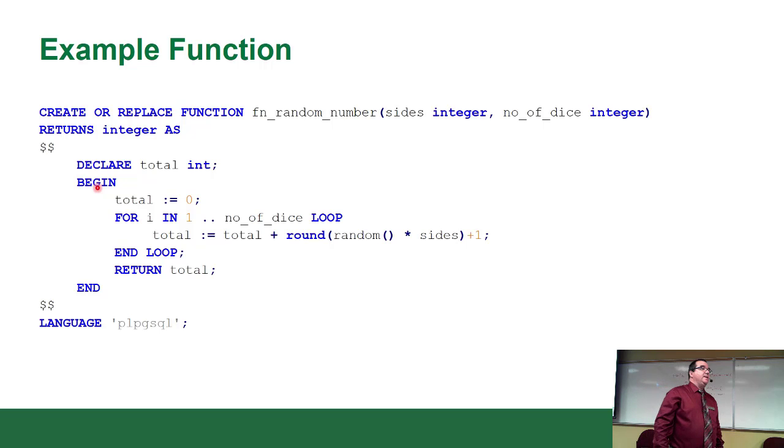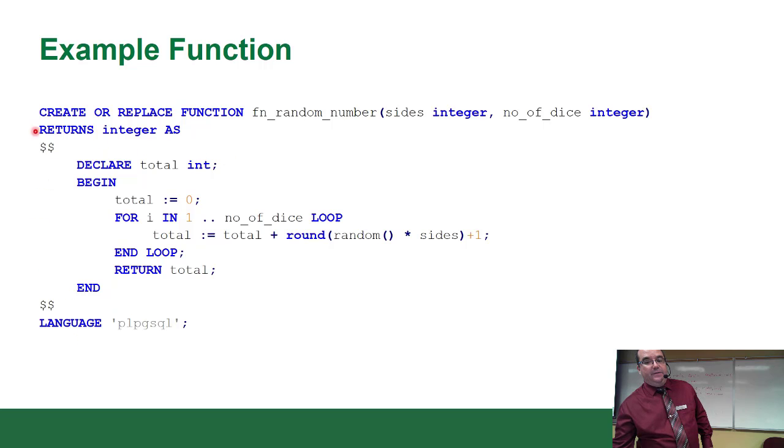The double dollar sign is an escape. It means ignore semicolons until you see me again. So it says from this point, ignore semicolons until you see double dollar signs again. So it's escaping all of this.